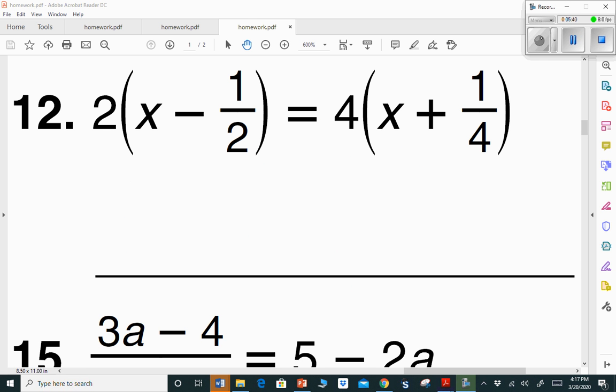And this problem should bring joy to every pre-algebra student's heart. Looks like we've got the distributive property on both sides and fractions on both sides. And our fractions do not have the same denominator. We'll see how that plays out in the end here.